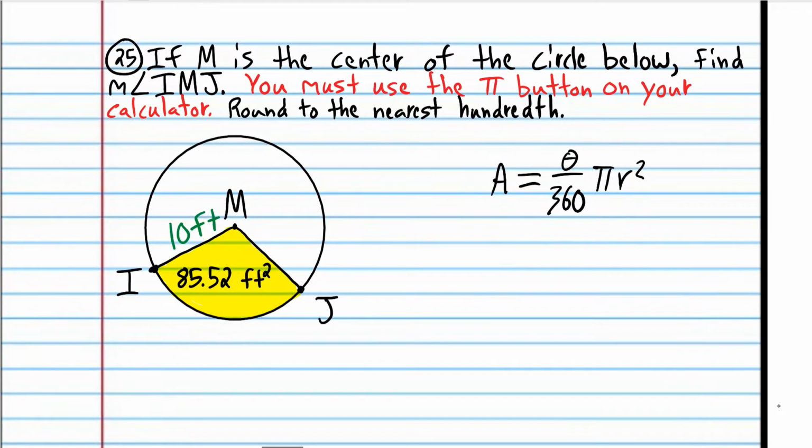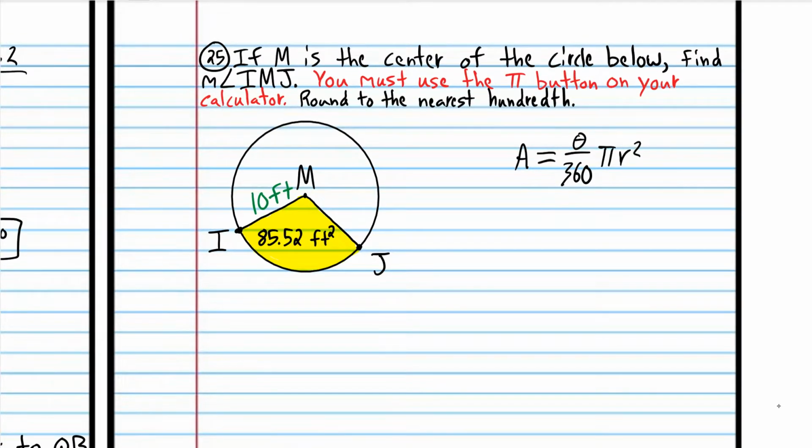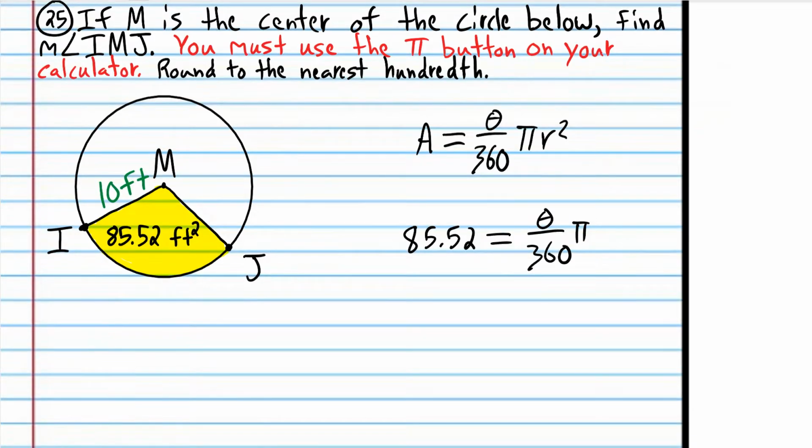But in this problem, we're not really trying to find the area, actually, because they gave us the area. We're trying to find theta, so we're going to plug in numbers that we know and solve for what we don't know. So A is actually 85.52. R is 10.